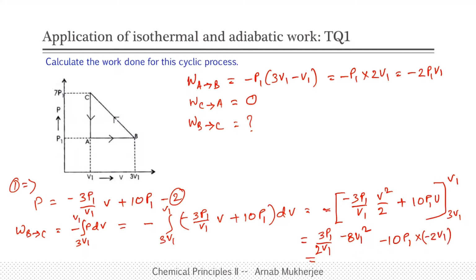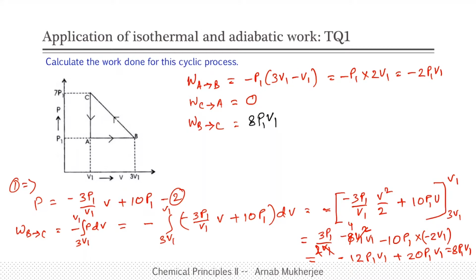Now, this is the last step. Now, I have 2 V 1 and 8 V 1 squared. So, 2, 8, 4 V 1 squared is V 1. So, I am getting minus 12 P 1 V 1 plus 20 P 1 V 1. So, 8 P 1 V 1, is it correct? Okay. So, now I can write here 8 P 1 V 1.